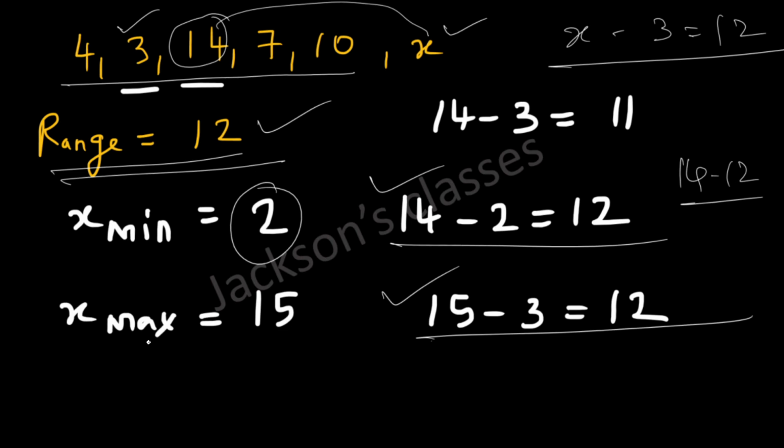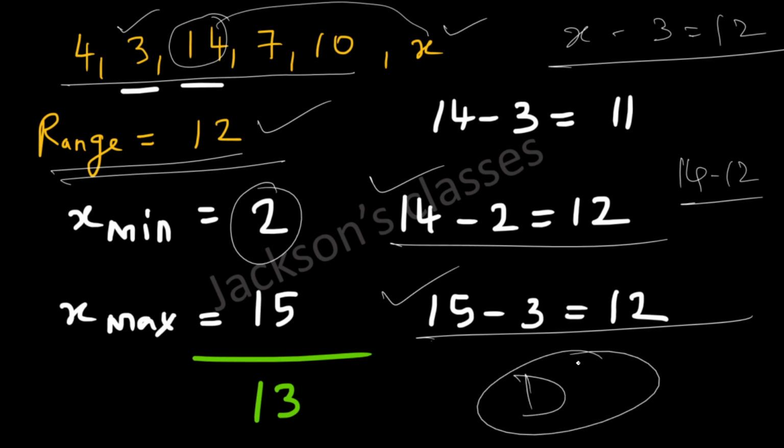So the difference between the maximum value of x and the minimum value of x is 15 minus 2, which is equal to 13. And that's what's asked in the question, which is answer option D.